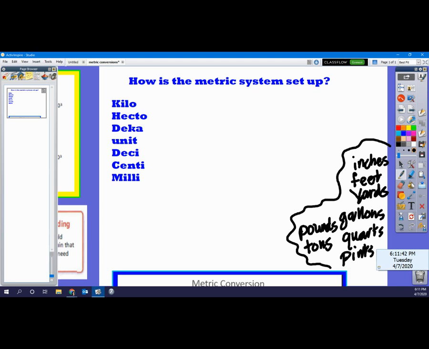The rest of the world uses the metric system. So when the rest of the world is measuring distance, they don't use inches and feet and yards. They use meters. When the rest of the world is measuring mass or how heavy something is, they don't use pounds and tons. They use grams.